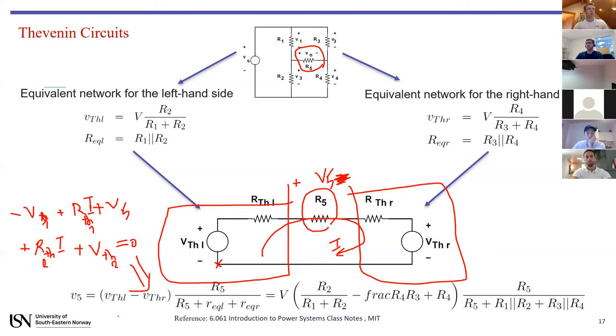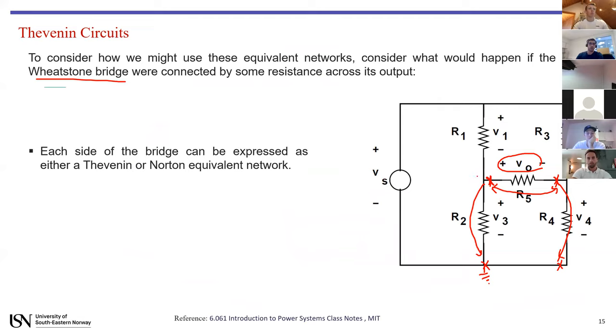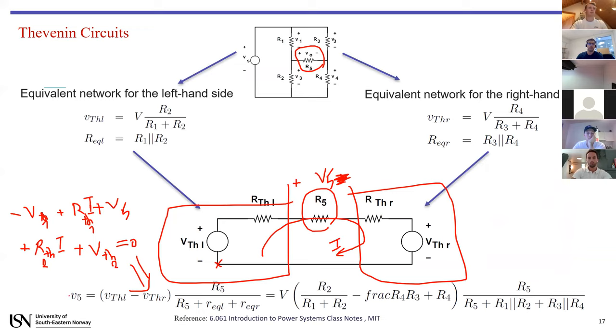Anyway, if you have this bridge and I ask you to calculate the voltage across R5, you can use the Thevenin equivalence, one for the left side and one for the right side, and paste them to calculate the final expression. In the example, I will show you how to calculate it. No, you will answer. Okay.